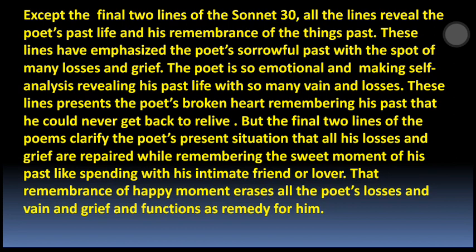Except for the final two lines of Sonnet 30, all the lines reveal the poet's past life and his remembrance of things past. These lines emphasize the poet's sorrowful past with many losses and grief. The poet is so emotional and making self-analysis, revealing his past life with so much pain and loss. These lines present the poet's broken heart, remembering his past that he could never get back to relive.